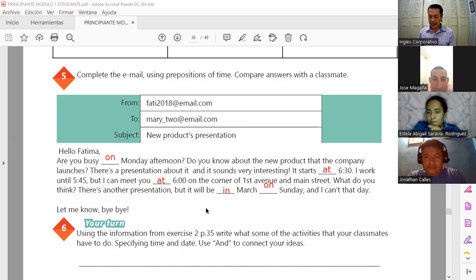So, bueno, antes de que terminemos... Ya solo nos quedan 5 minutitos.